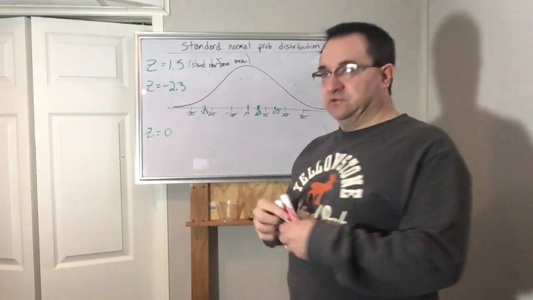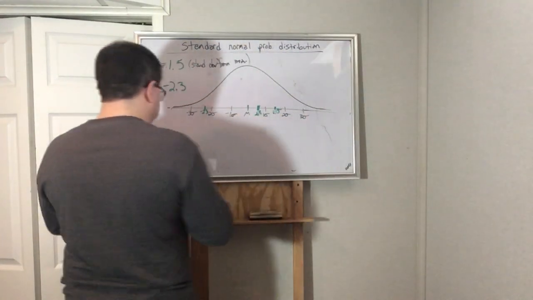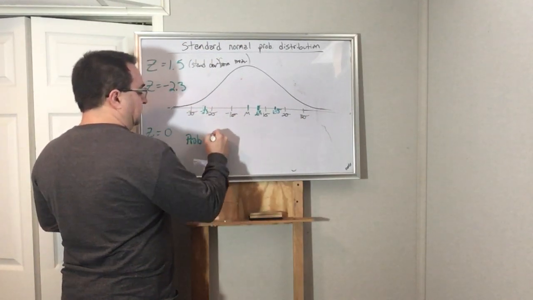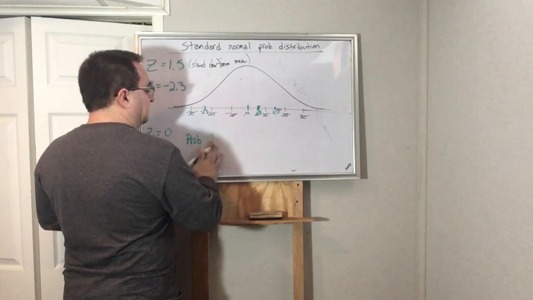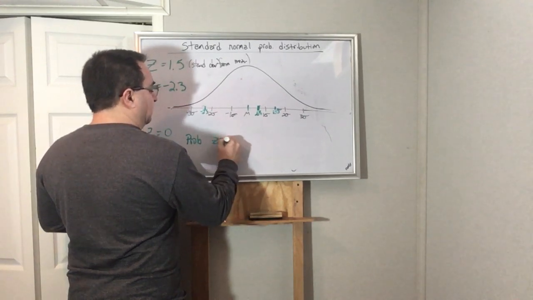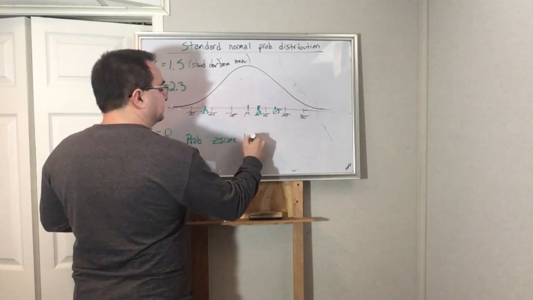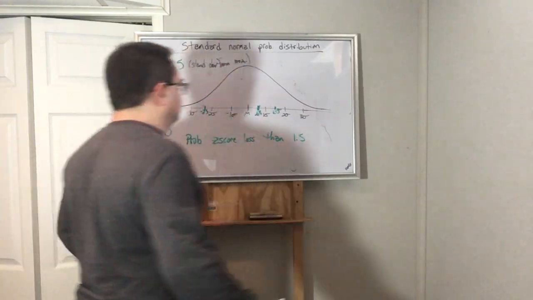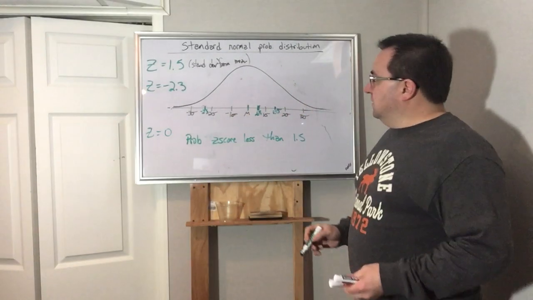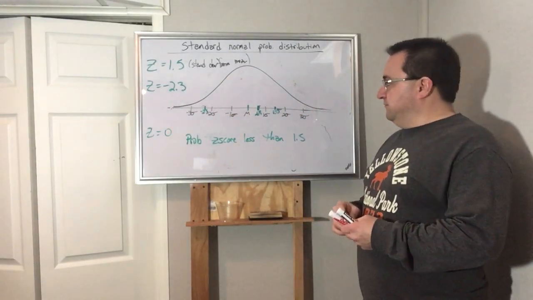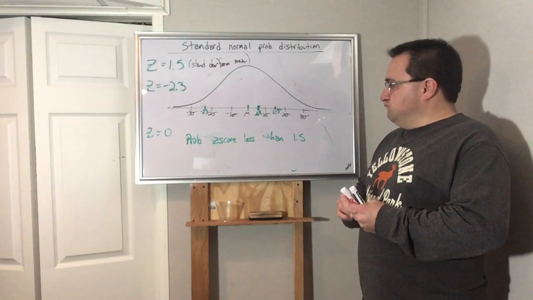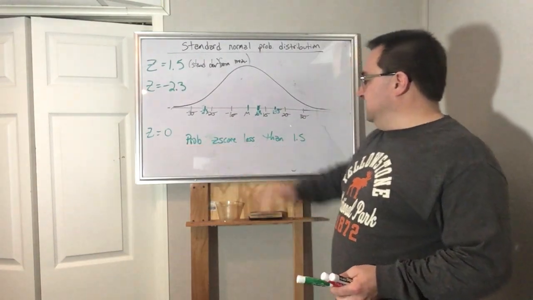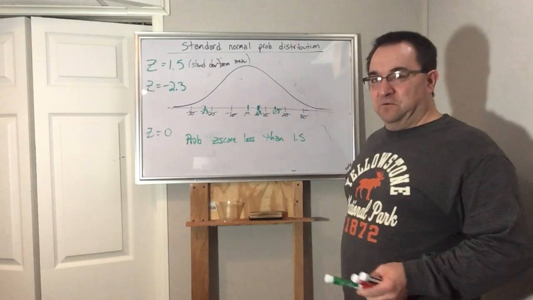So let's do our first question. Probability, z-score less than 1.5. All right, I'm going to do this problem and then I've got to backtrack. What is the probability that the z-score is less than 1.5?